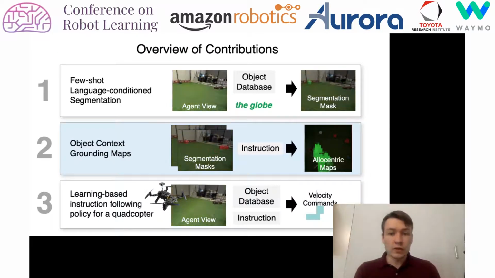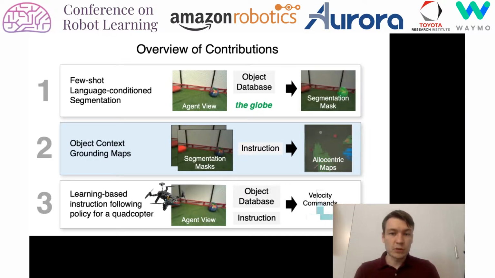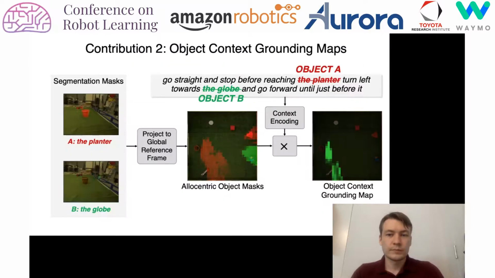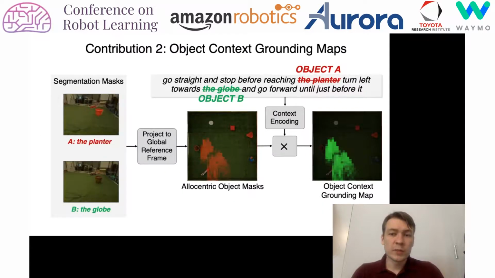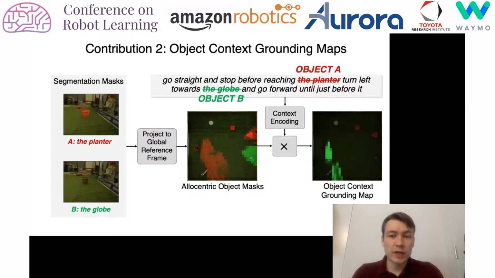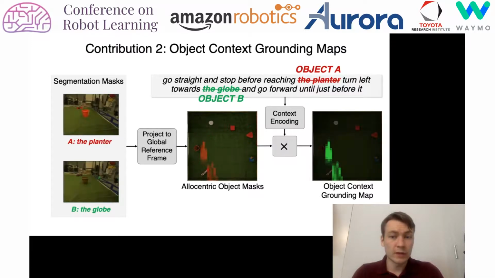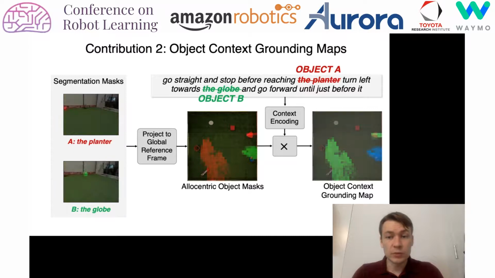Our second contribution is formalizing object context grounding maps and proposing a method to build them. We project the segmentation mask that we computed earlier to a global reference frame using a pinhole camera. The resulting masks highlight where each object is in the overhead view. For each object, we encode the context in which that object is mentioned in the instruction into a vector, and then we combine each mask with its context vector to produce the object context grounding map.